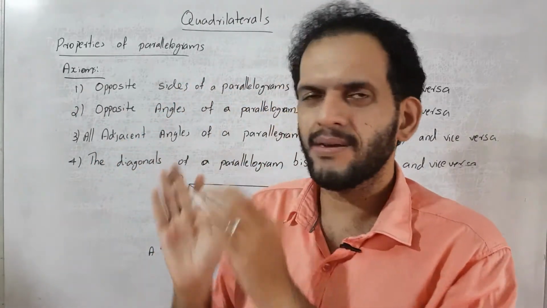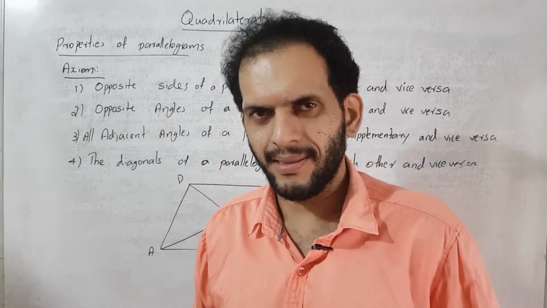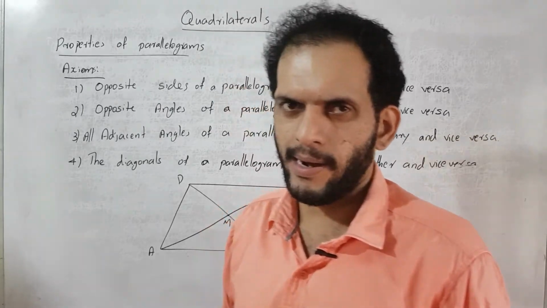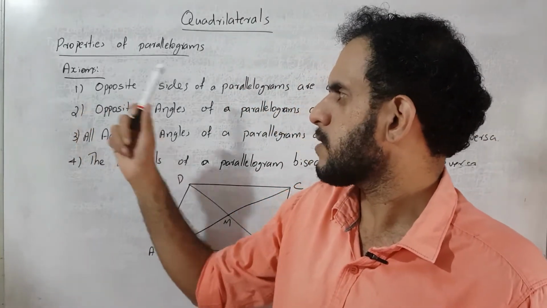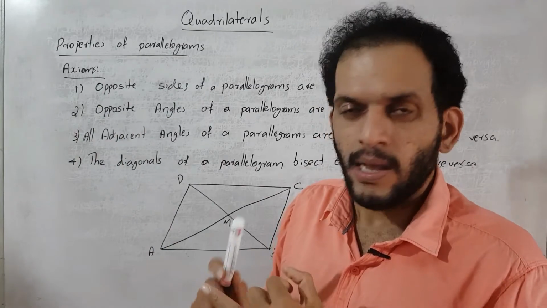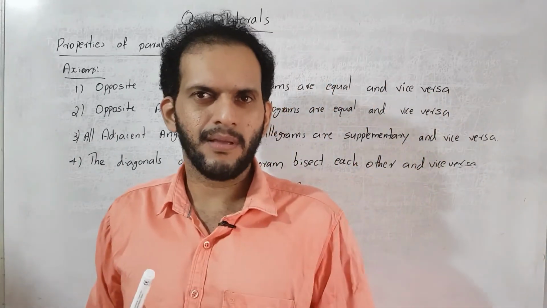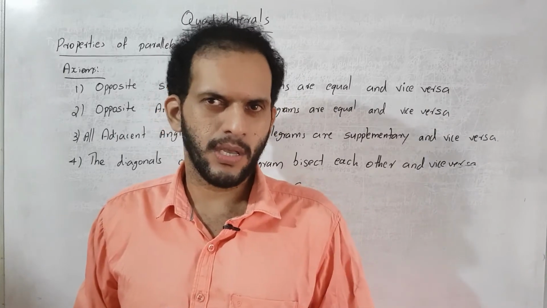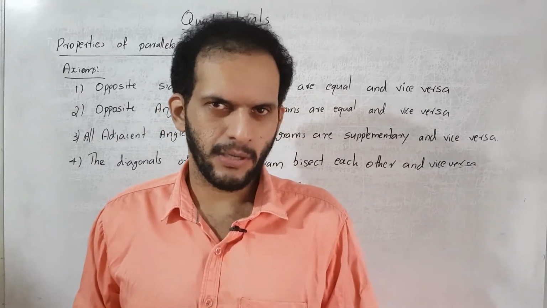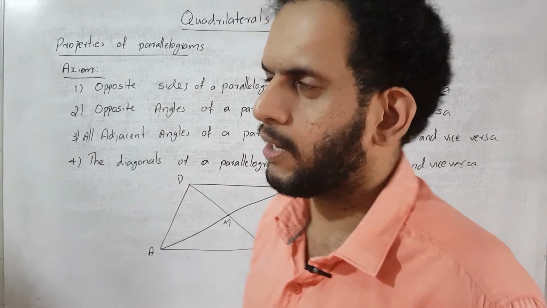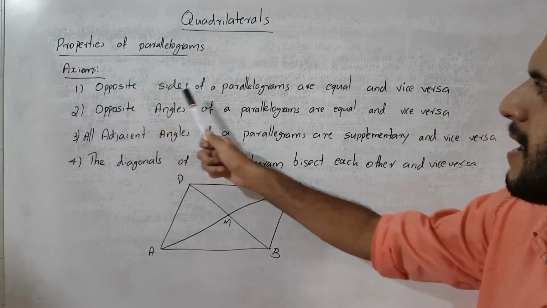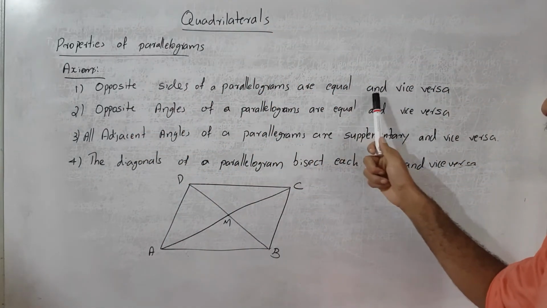Okay, these are the main properties of a parallelogram. All these we discussed already in the 8th class and we applied the ideas also. Then what is the first one? Opposite sides are equal. Then second one, opposite angles are equal. Then third one, adjacent angles are supplementary. And the last one is the diagonals bisect each other. Okay, then we have one more, the reverse. What is that? Opposite sides of a parallelogram are equal and vice versa.